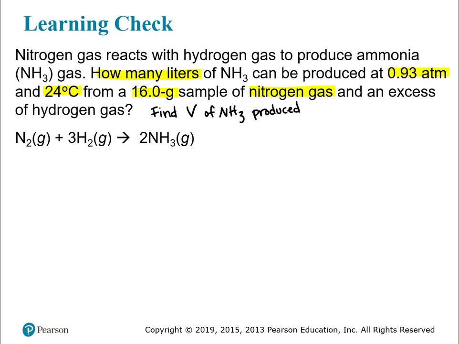Let's write out some things that we know. We've got our pressure of 0.93 atmospheres, our temperature of 24 degrees Celsius. Let's just go ahead and convert that now. Add 273, and you get 297 Kelvin. We also know that we have a mass of 16 grams. So all this is information about the nitrogen gas.